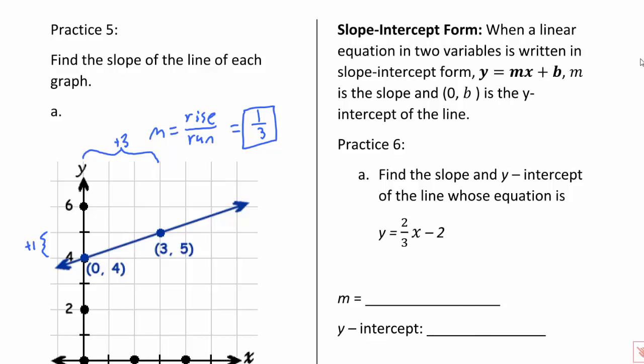Hello, this is video 6 for Math 0302, Beginning Algebra, Chapter 3, Section 4. We're going to look at the slope-intercept form of a line.